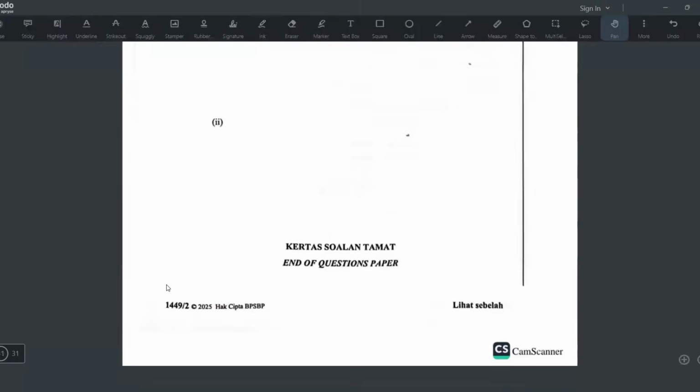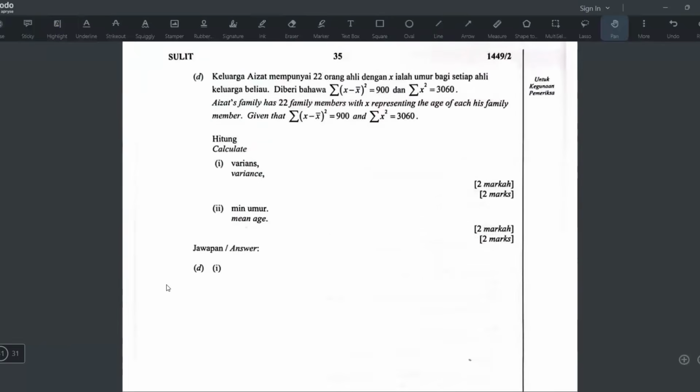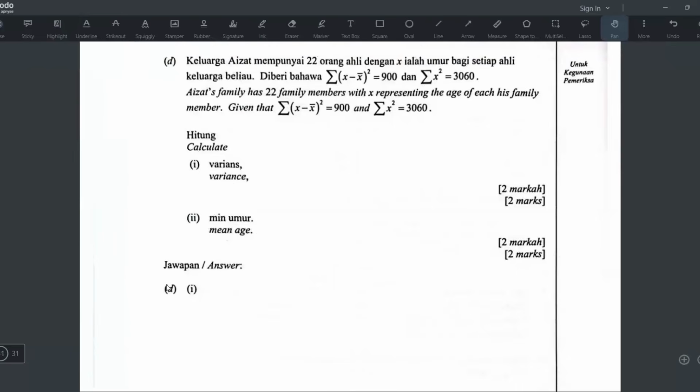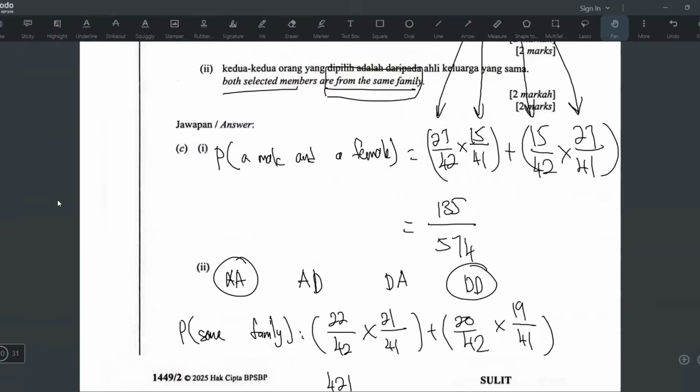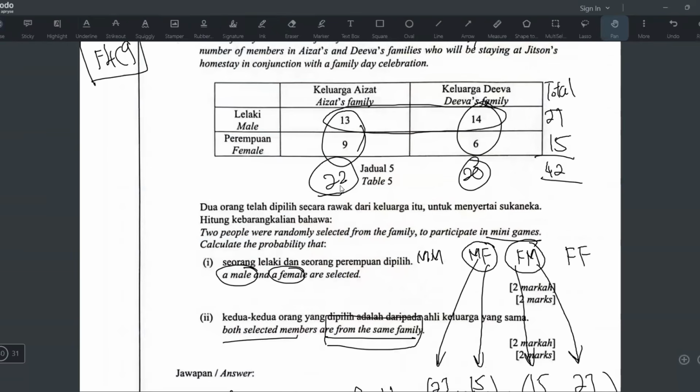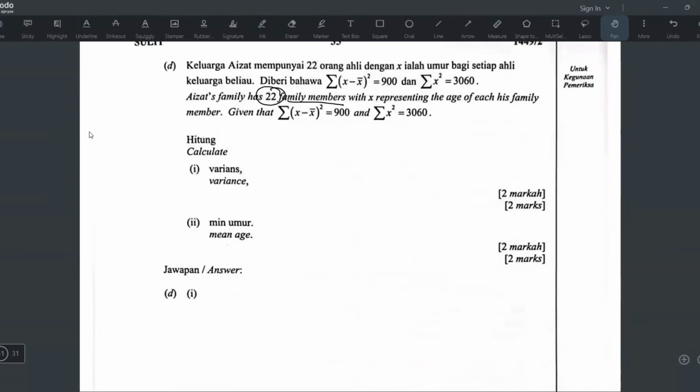I think this part D is the last question, so let's finish it. Aizat's family has 22 family members. I know that because just now I already calculated it. Yes, it's 22 members, so we know that already.